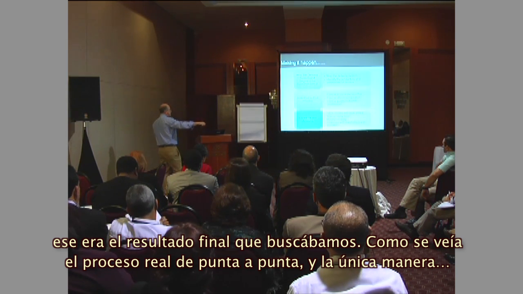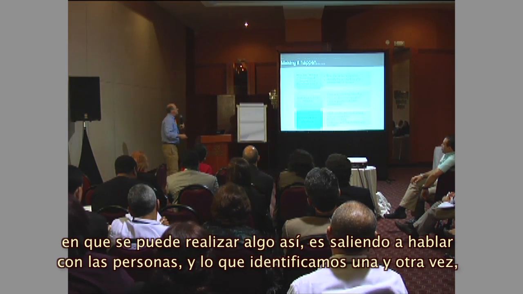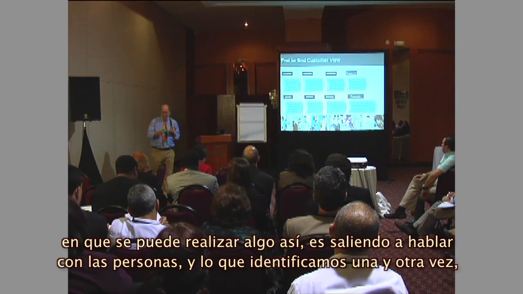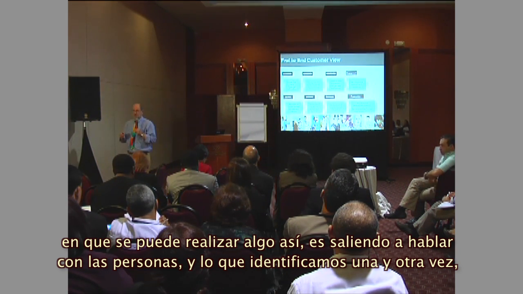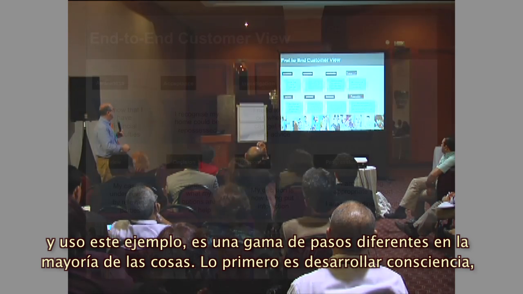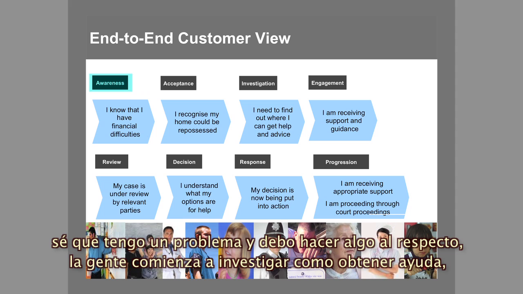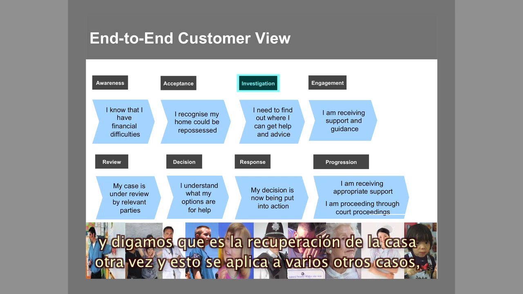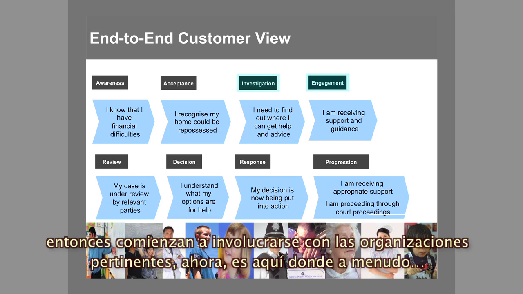And again, the only way you can do that is actually getting out there and talking to people. And what we identified, again, I'll use this example, is a range of different steps, and similar on most things. The first is developing an awareness, I know I've got a problem. Then an acceptance that I've got a problem, I need to do something about it. People then started to investigate how it is they could get help. And this was similar, this is, again, the repossession, but it's similar across a range of them. They then began to engage with whatever those organizations were.